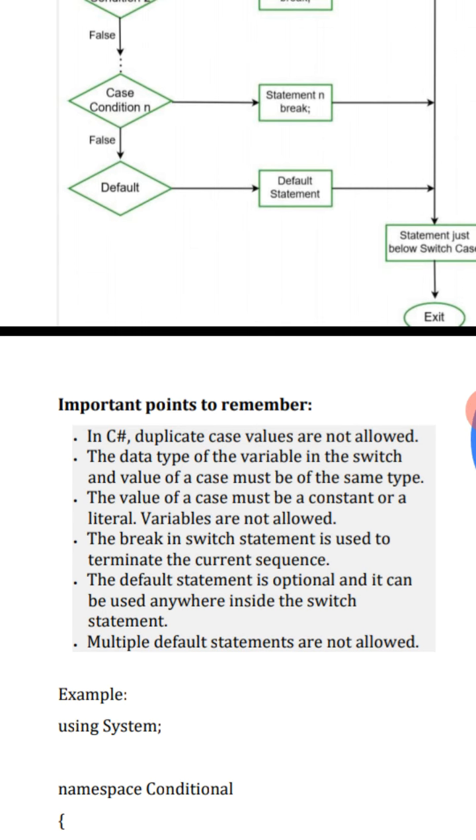See the points. In C sharp, duplicate case values are not allowed. The data type of the variable in the switch and the value of a case must be of the same type. The value of a case must be a constant or a literal. Variables are not allowed.